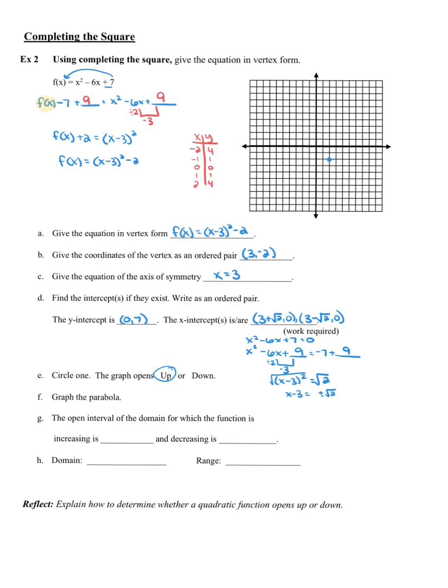I've already marked my starting point, so from my vertex or my anchor point, I'm going to go -2, 1, 2, 3, 4, -1, 1, 0, 0, 1, 1, 2, 4.